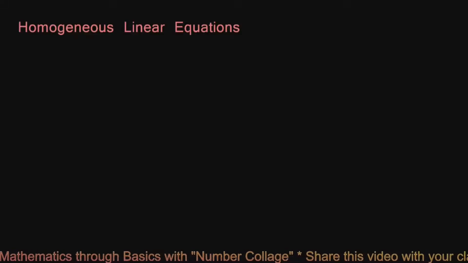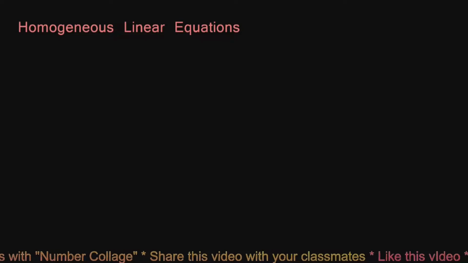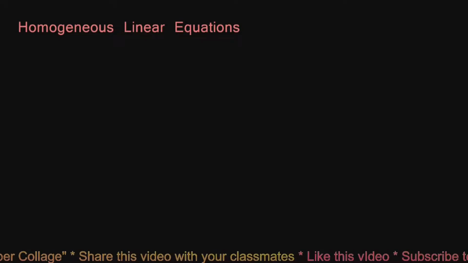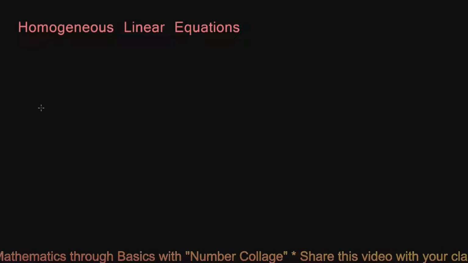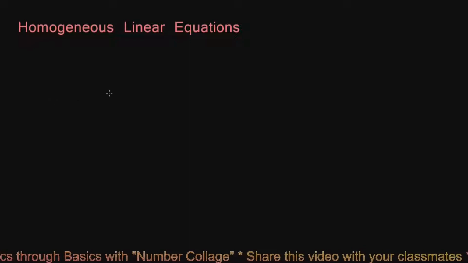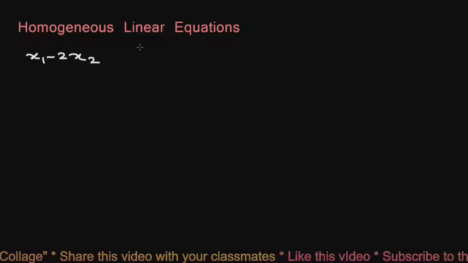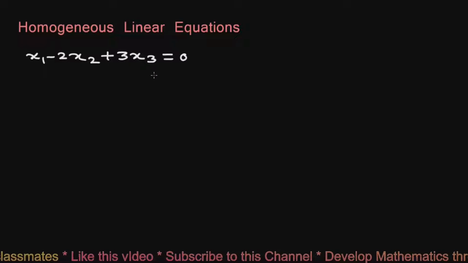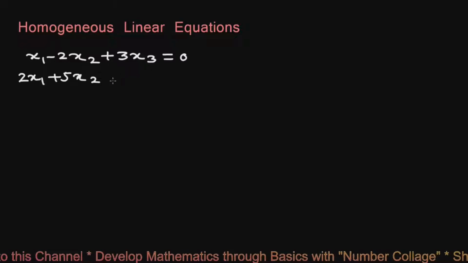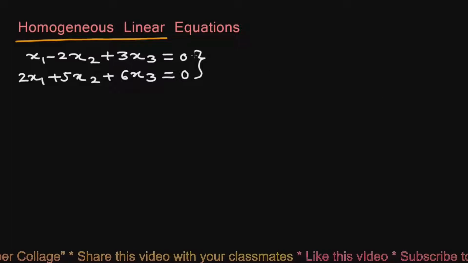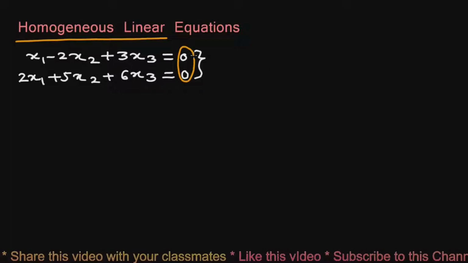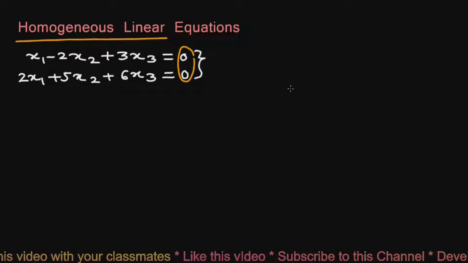In this video, we are going to discuss homogeneous linear equations. Linear equations whose right hand side is all zeros are known as homogeneous linear equations. For example, equations in three variables x1 minus 2x2 plus 3x3 equals 0, 2x1 plus 5x2 plus 6x3 equals 0 are called homogeneous linear equations because the right hand side of these two equations is all zeros.